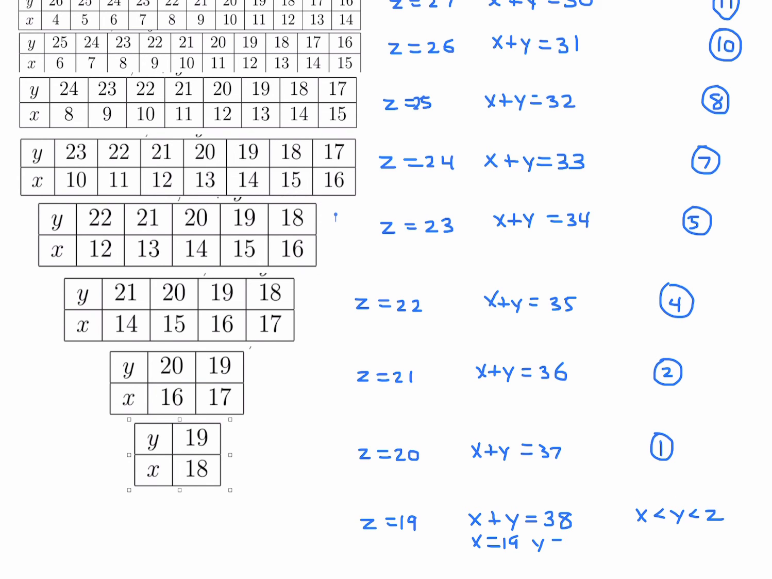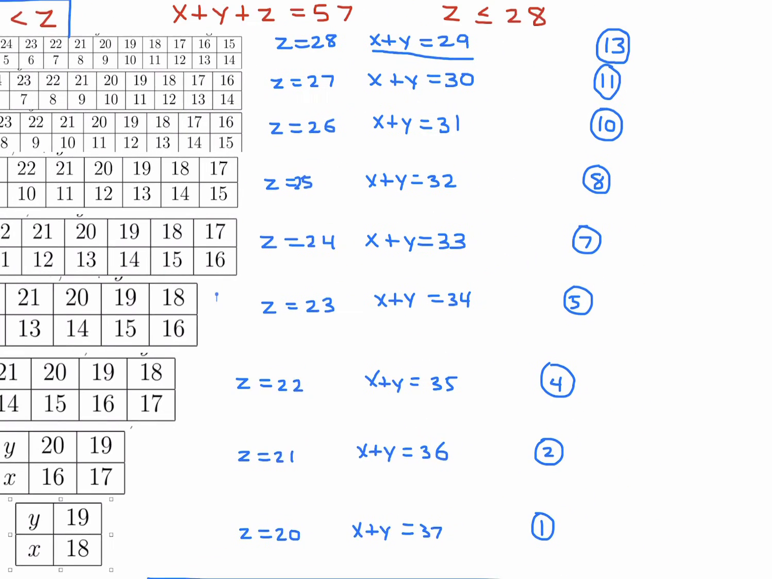If I said, okay, fine, let me choose x equals 18. If x equals 18, then y is equal to 20. And, well, that doesn't work because y has to be less than z. You see what I mean? So once you get down to z equals 19, there's no way to make that work. So that's where we stop right here.